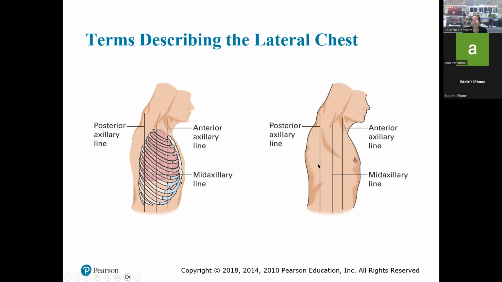Like if you got stabbed right around this region, it's between the posterior and the mid-axillary line. And then you have to remember which rib it is. So if you're talking about this point right here, around the first, second, third, fourth, fifth, maybe the fifth and sixth rib.